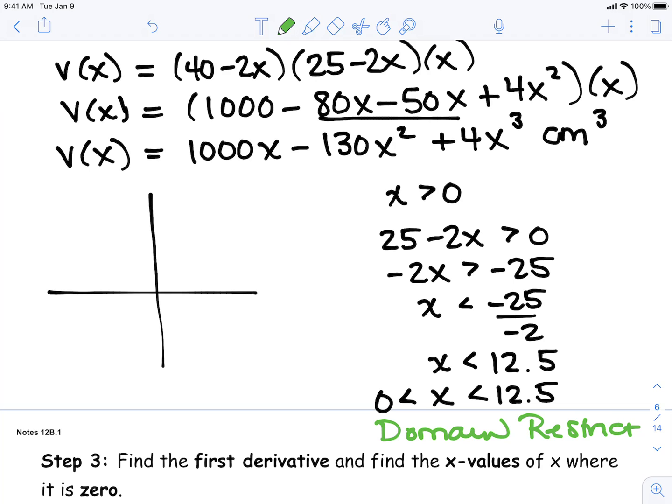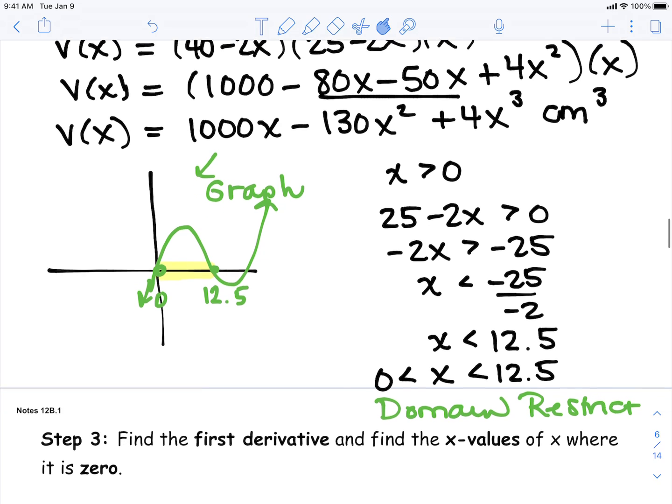You could also graph this function on a coordinate plane. And you would see that this is going to be a parabola, a cubic function, and you'll have something that might look like this. Here is 0, and then here would be 12.5. This is the domain restriction right there, between 0 and 12.5, if you were to graph that cubic function.